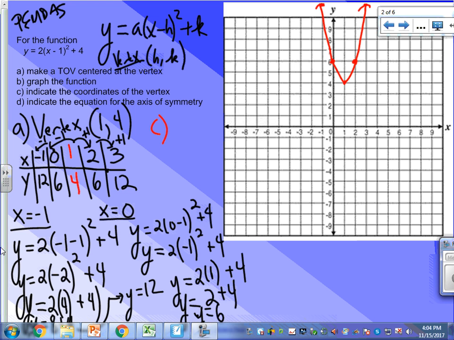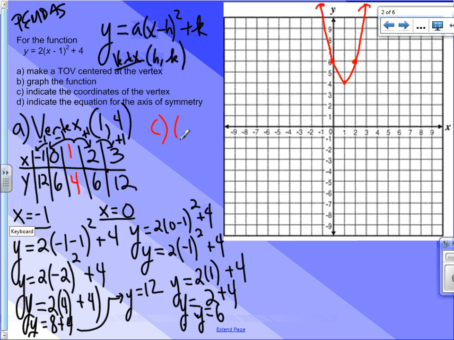So our vertex is, which we already found it, 1, 4. And then letter D, find the equation for the axis of symmetry. All right, that's going to be really easy, right? Whatever the first coordinate of the vertex is, that is the number for the axis of symmetry, but it says write it as an equation. The axis of symmetries for our quadratics will always require us to write x equals the first coordinate of the vertex, because this would be the equation of a line going north and south, and it would split our vertex right down the center.